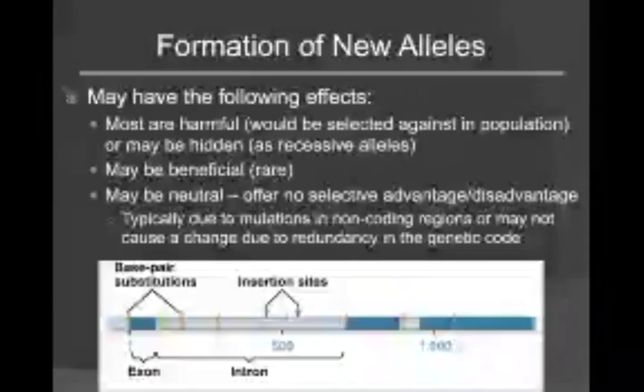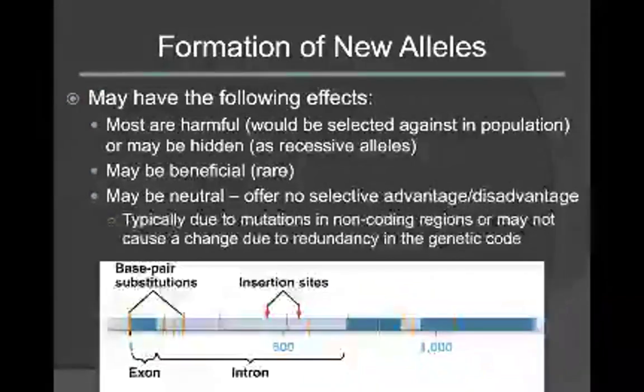Most of these mutations would be considered harmful. This means that they would be selected against in the population and would not be passed on to the next generation. However, some of these mutations may remain hidden in the form of recessive alleles. In rare instances, the formation of the new allele may be beneficial.